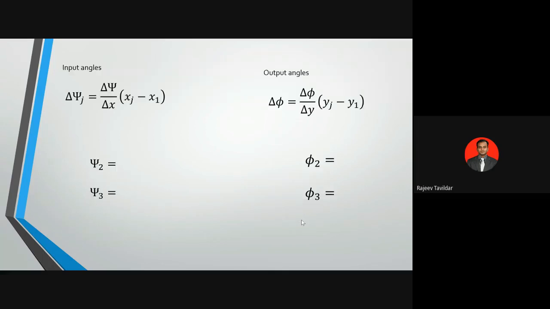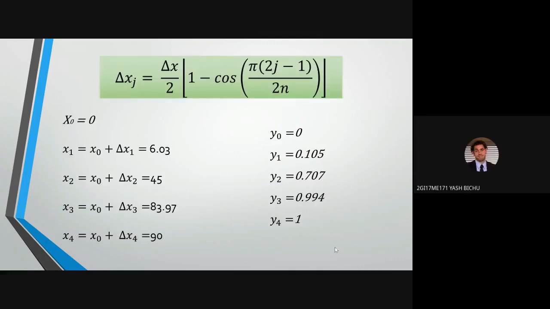Okay. The next step, once we get this: the function is y equal to sine x. So y0 will be sine of x0. x0 is 0, so sine 0 is 0. Similarly, at the end, sine of x4, sine 90, will be 1. So the y range will be from 0 to 1. So delta y is 1 minus 0, which is equal to 1. Delta x is 90, delta y is 1.